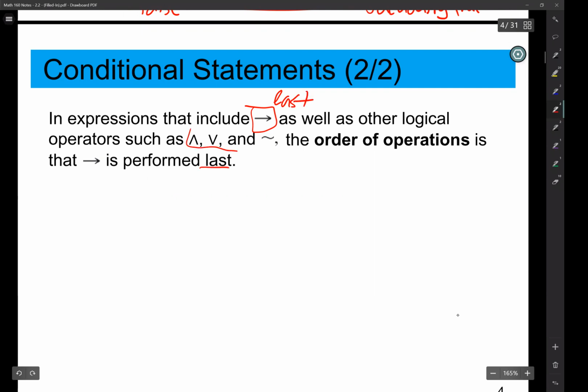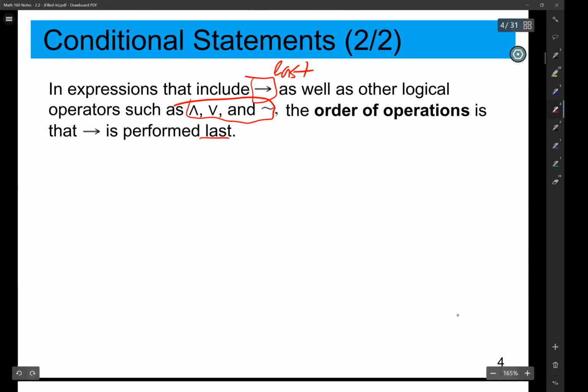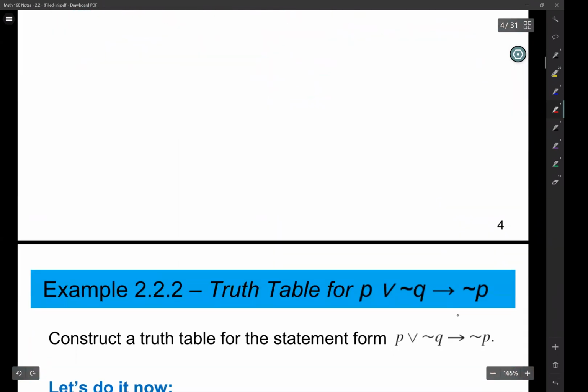So we do these first. Okay. So do the not and then the ors and ands first. Okay. And we do the not first. We negate things first. Okay.